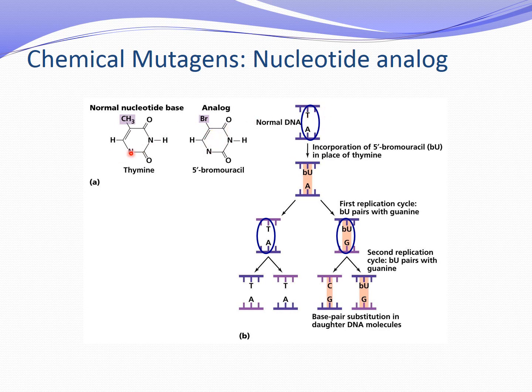it's going to be recognized as thymine. DNA polymerase is going to think that this is thymine, so it gets incorporated right here in place of T. And that causes a mutation, because this bromouracil, BU, actually pairs with G instead of with an A. So you see here, originally you have TA, and here it becomes BU and G, and then in the next replication cycle, this becomes C and G. So TA becomes CG. That's what happens when you have a nucleotide analog.